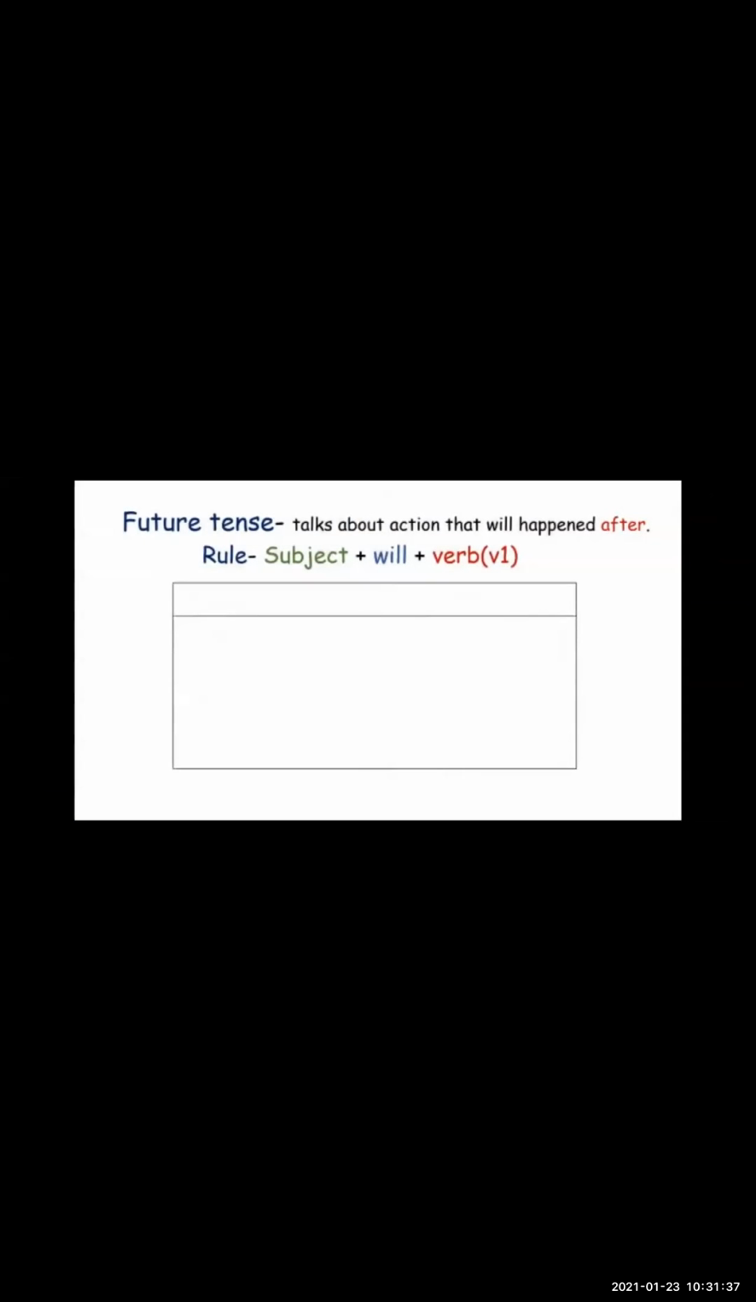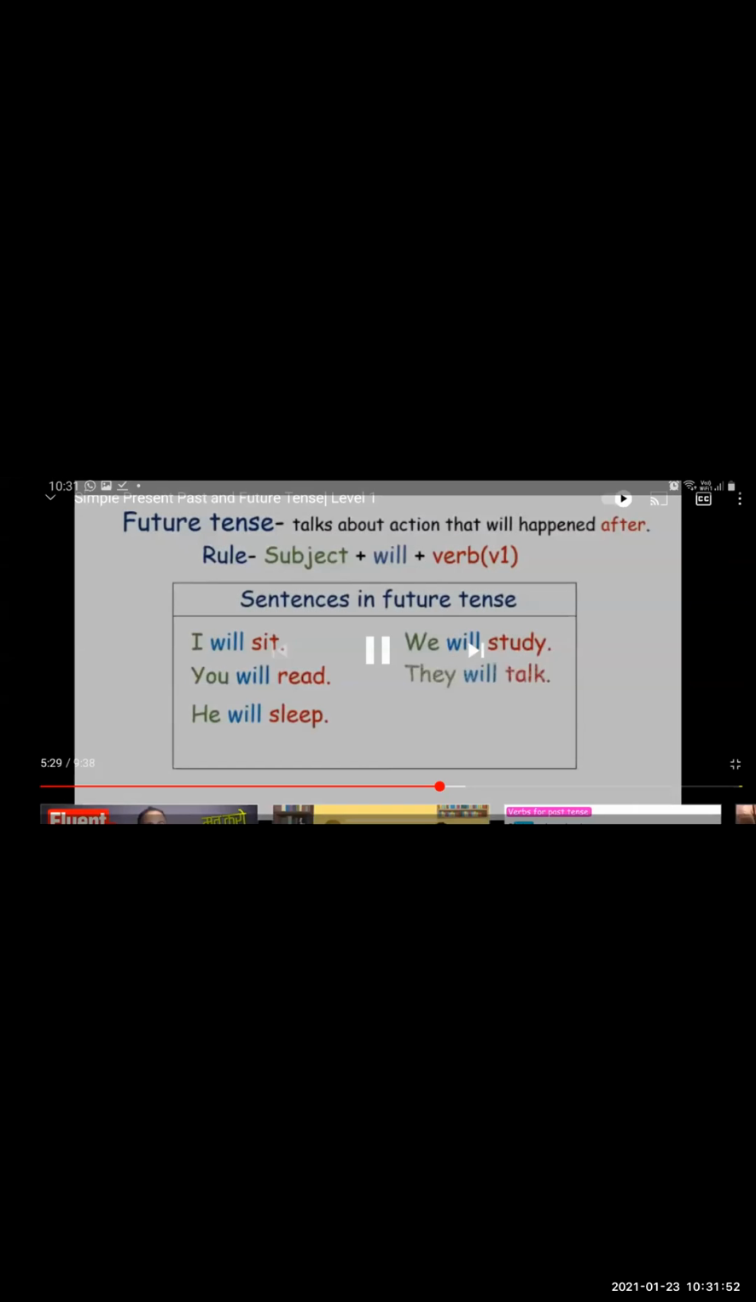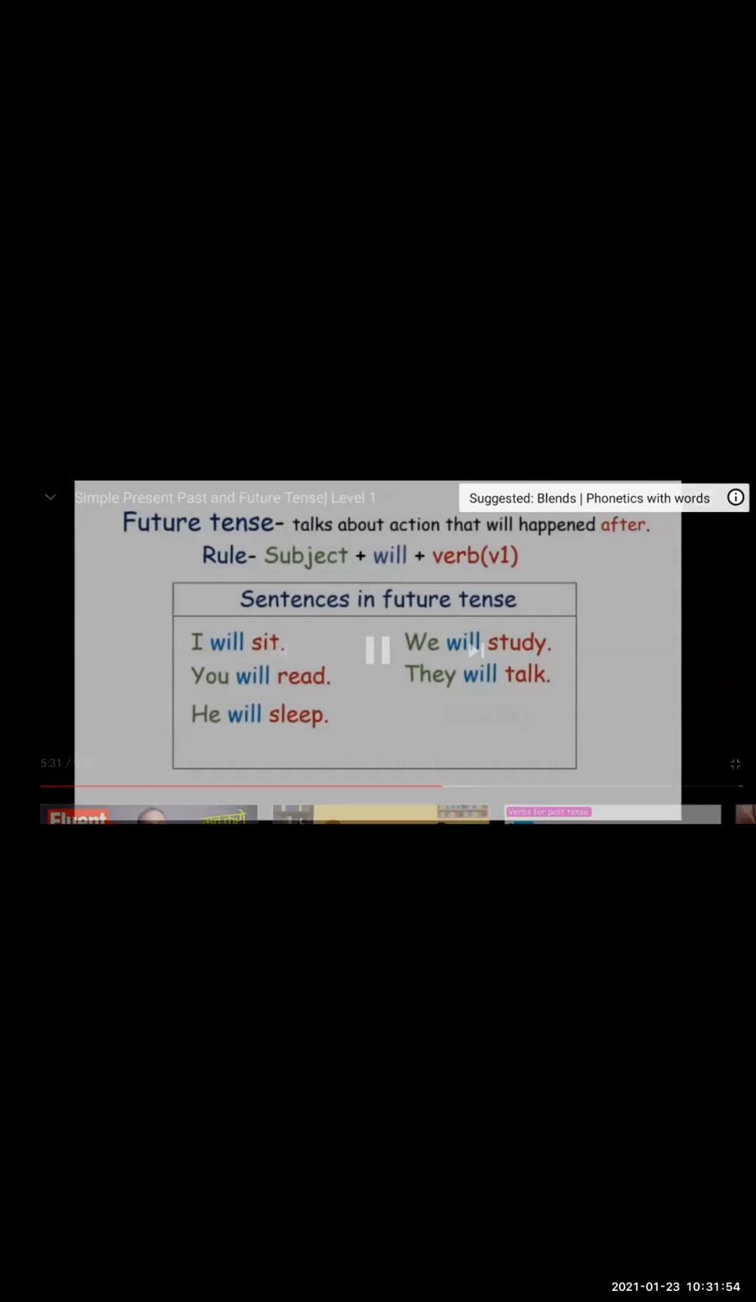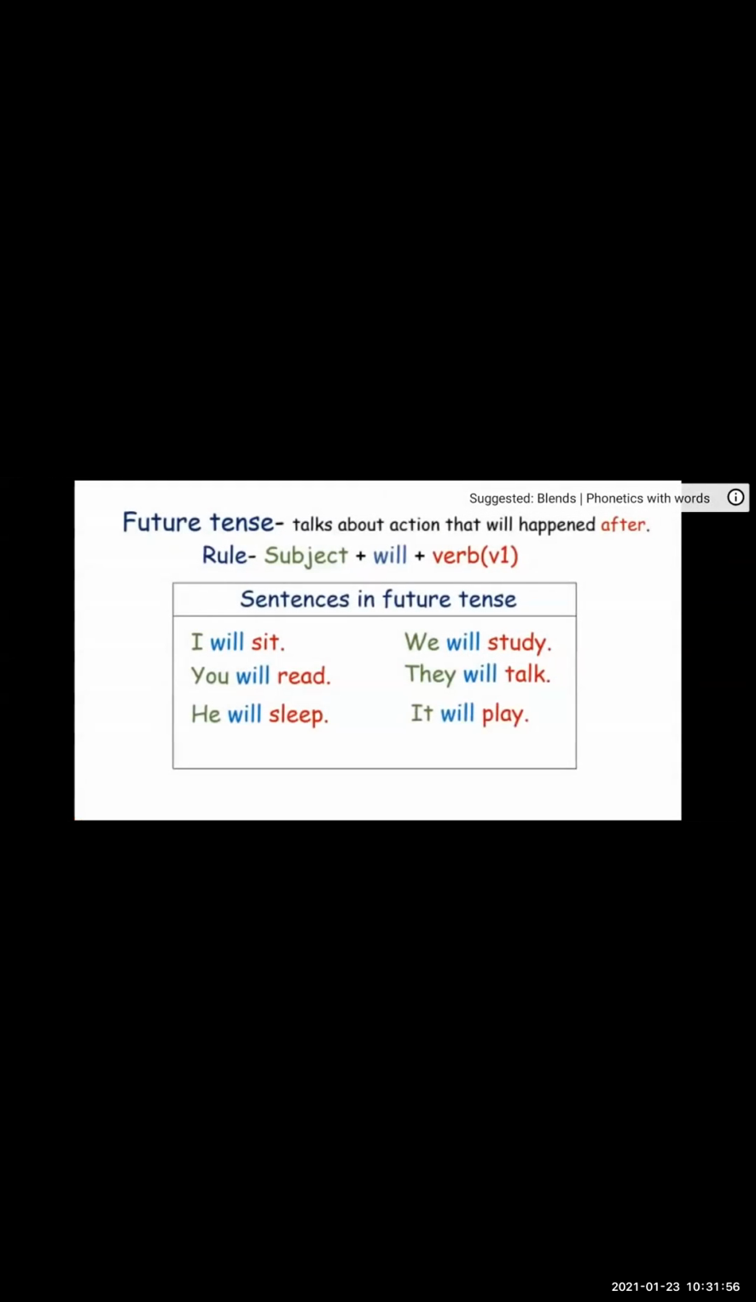Now future tense. He will sleep. The sentence begins with a subject plus "will" plus the verb in its base form. Let us look at some examples. I will sit. You will read. He will sleep. We will study. They will talk. It will play. Hope you have understood very well.